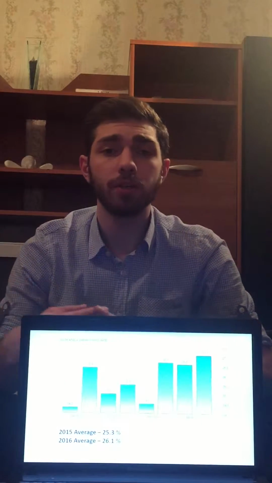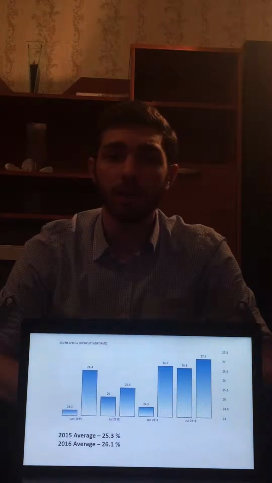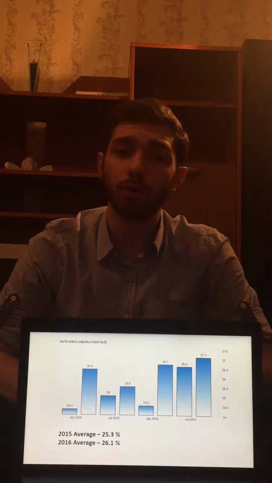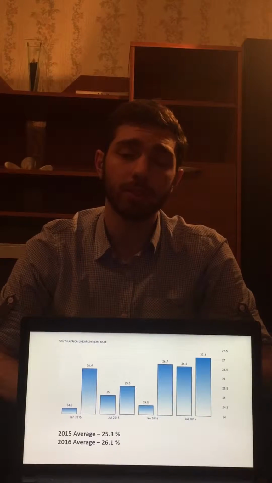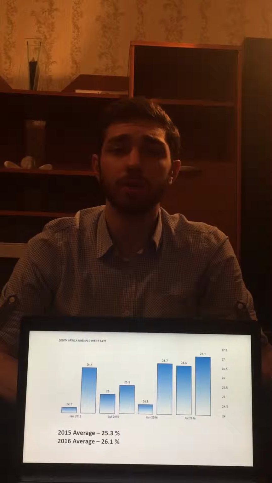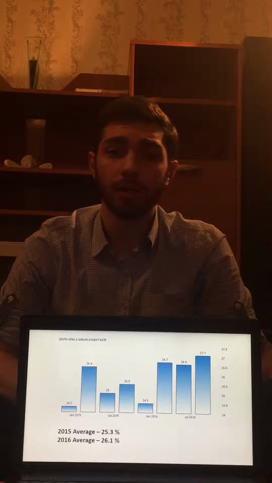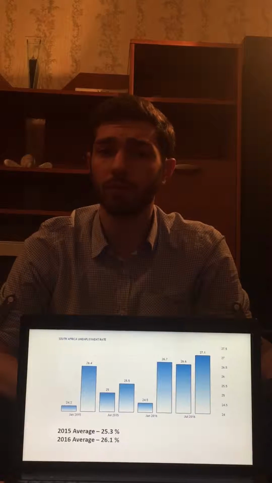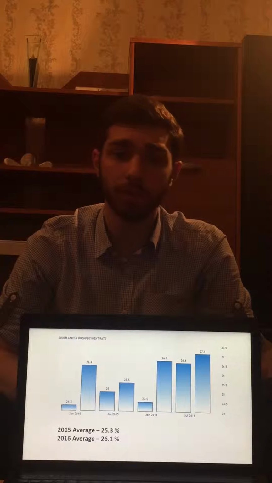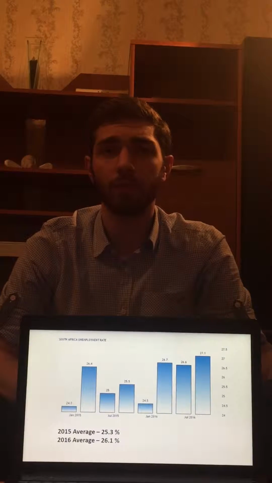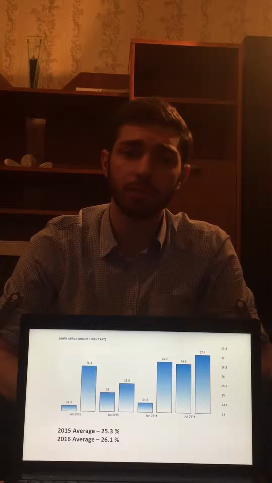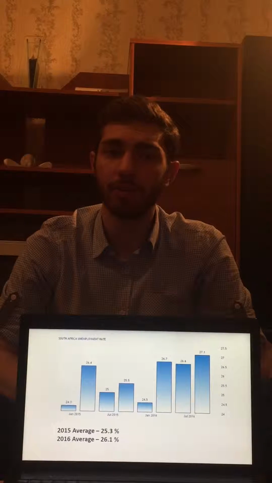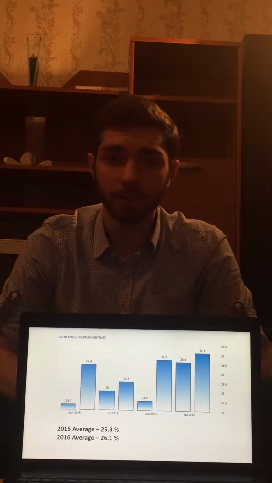Here on the screen, you can see South African unemployment rate for the last 2 years by quarters. First, I want to mention that average world unemployment rate is 8%. Average for South Africa in 2015 was 25.3%, and average in 2016 was 26.11%. As you see, almost one-third of the labor force are out of work or discouraged to work.